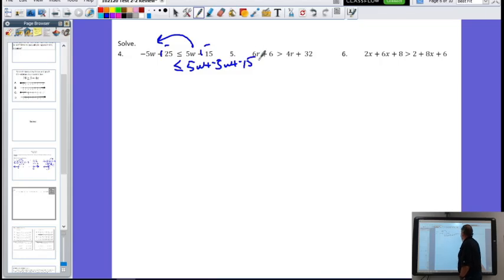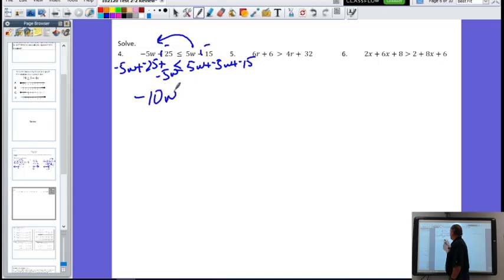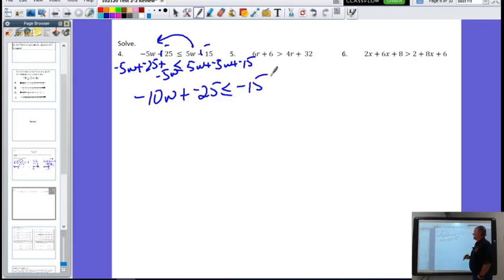And we'll have to erase it to be able to do this next question. Okay, then we'll come over here and do negative 5w plus negative 25 plus the negative 5w that I added from the other side. So these 2 negative 5w's make a negative 10w plus negative 25, is less than or equal to negative 15, because my 5w's go away.